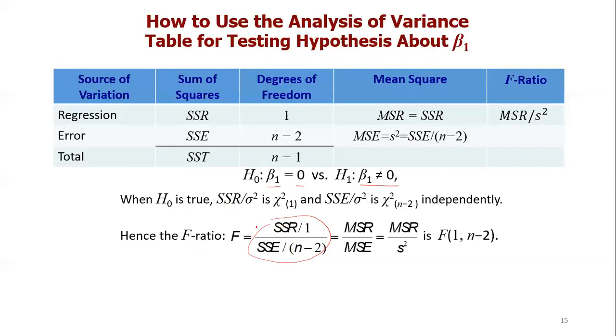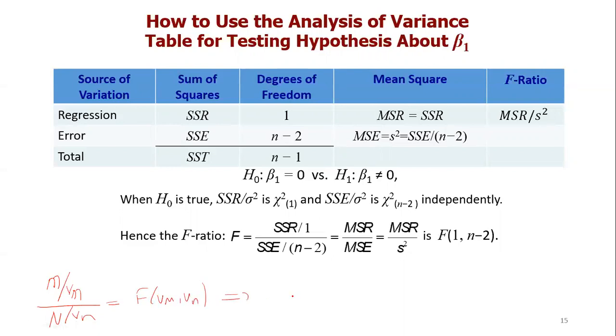We know that if I have a chi-square random variable M, and we divide it by its degrees of freedom Vm, and divide it by another chi-square random variable N, which is divided by its degrees of freedom Vn, then this is an F random variable with Vm and Vn degrees of freedom.